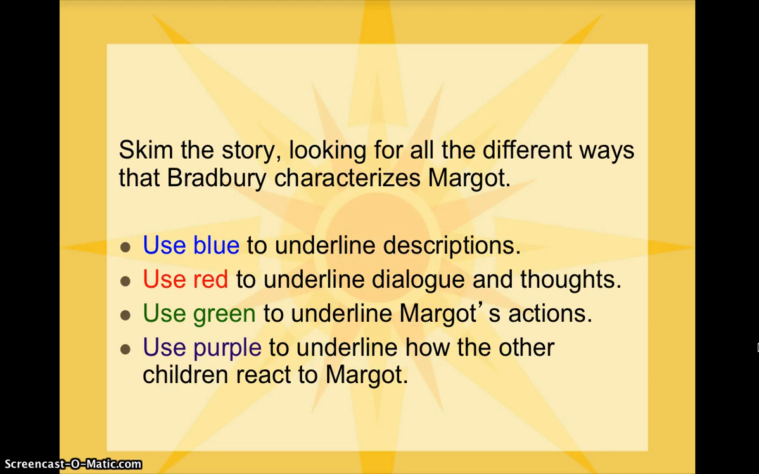In order to find those things, you had to skim the story, looking for all the different ways that Ray Bradbury characterized Margot. You use blue to underline description, red to underline dialogue and thoughts, green to underline Margot's actions, and purple to underline how the other children reacted to Margot.